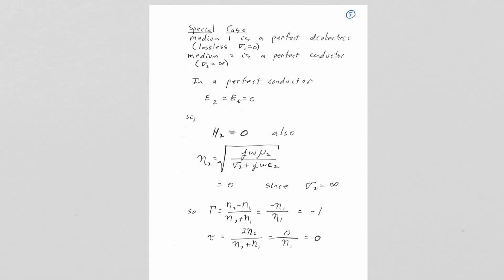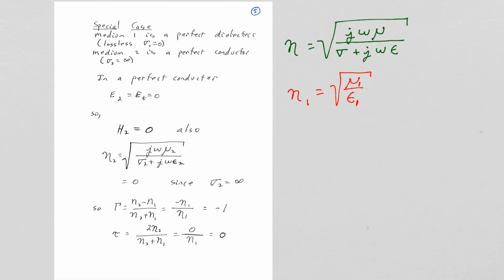The first case we'll look at is where material 1 is a perfect dielectric, so there's no conduction in a perfect dielectric, so the conductivity of material 1 will be 0, and material 2 will be a perfect conductor. So in a perfect conductor, the conductivity goes to infinity.